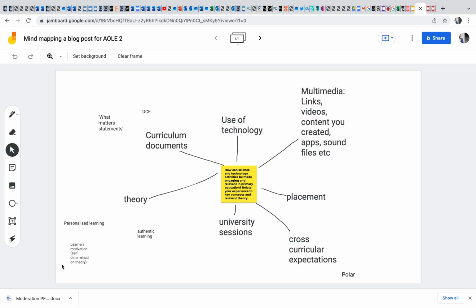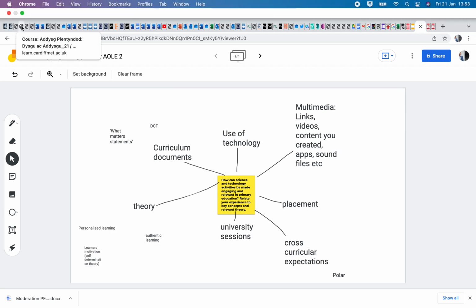I'm just doing a quick recording for you, trying to model how you could structure your blog posts. Some of you have asked for this. As an example, this is the question, one of the suggested blog posts. If you go onto the assessment page, all the suggested blog posts are there.